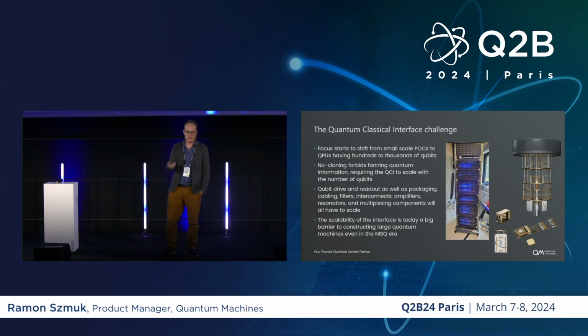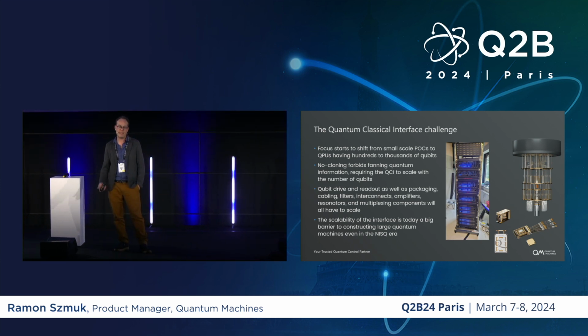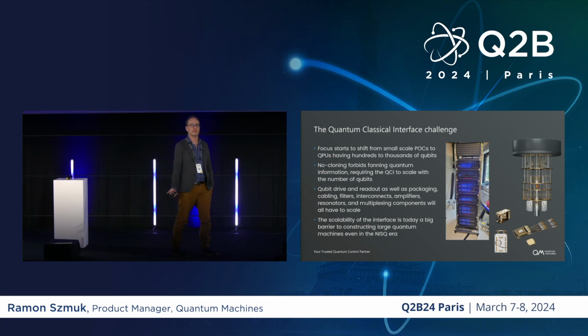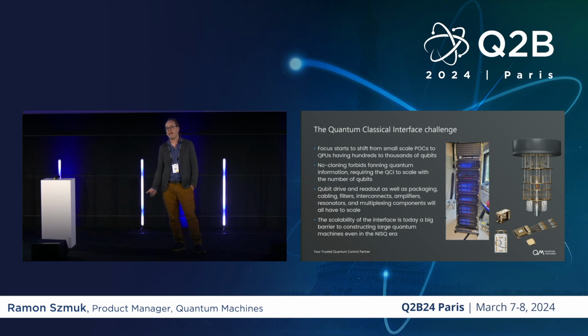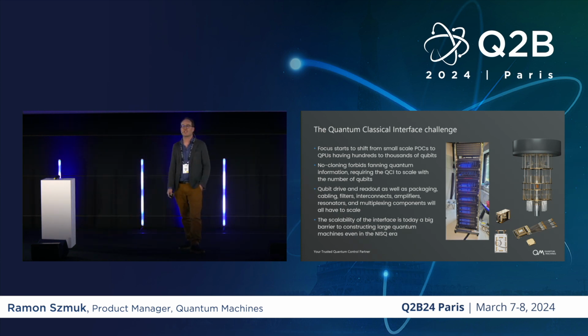And the reason this has to scale is basically because of the no cloning theorem. Basically because you cannot clone a quantum state, and so quantum information cannot fan out. You can't drive a qubit and then have this qubit multiply itself and send data to 4 other qubits. That just doesn't work in quantum computing. And so every qubit needs now a channel associated with it.